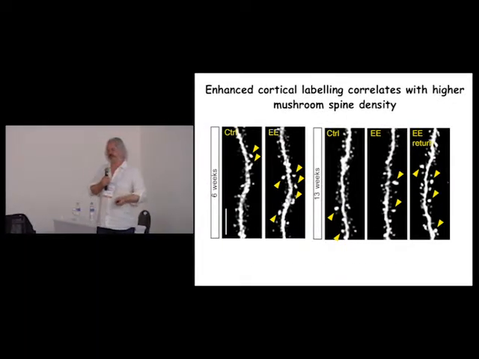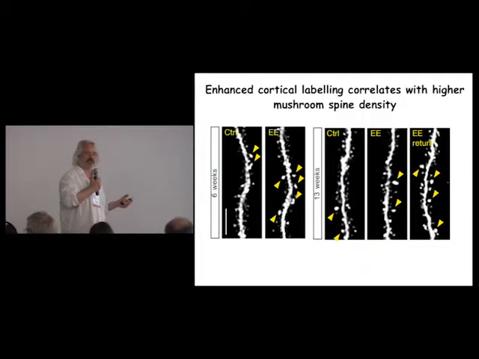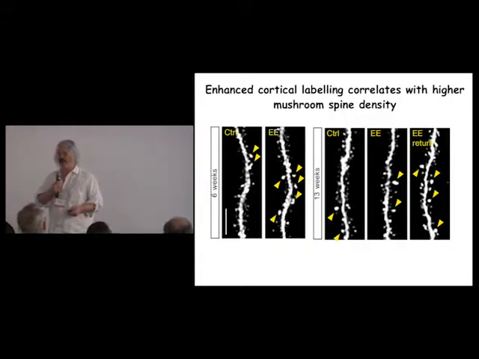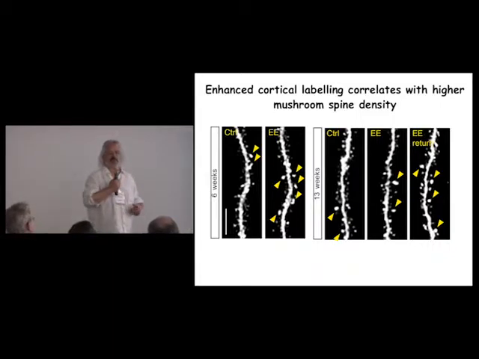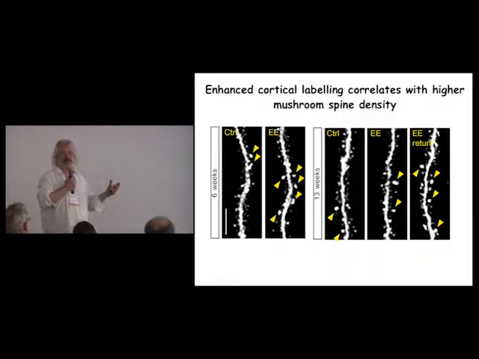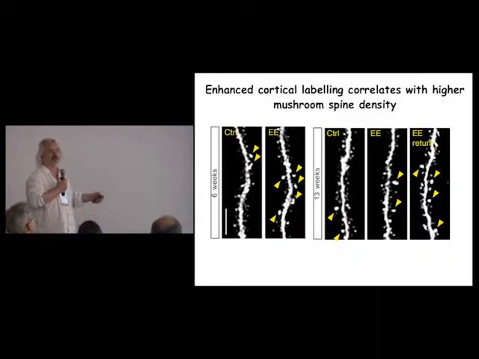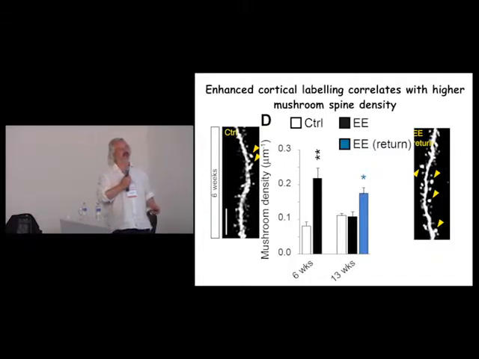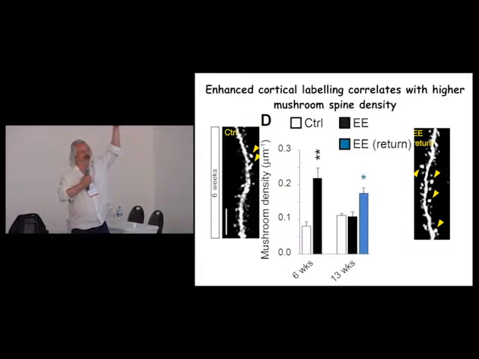Maybe as a technical point, it's also very important to see that these changes in connectivity can be corroborated by other methods. One approach that Matteo chose was to show that the increased connectivity we observe after environmental enrichment is also reflected in an increase in the density of mushroom spines, which would indicate that there are indeed more connections and not just more cells labeled, which could have other potential reasons. This is shown here in the quantification, again showing that these changes are stable upon return to basic control housing.